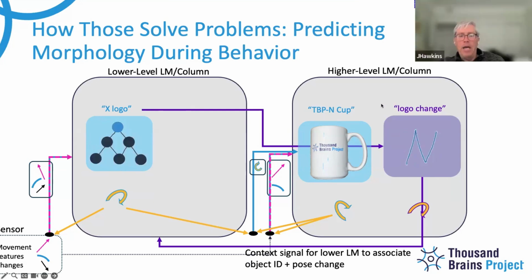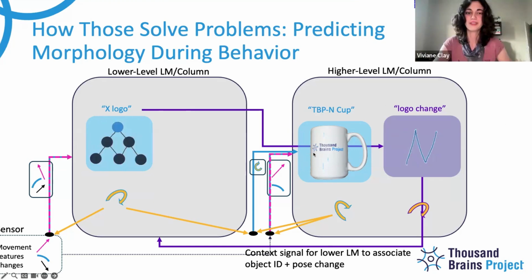So that's the behavior we're talking about. The little graphic is changing. The logo on the mug is changing. At a certain time interval, each logo is shown for 2 seconds, and then it switches back and forth. So the low-level column can recognize both of these logos.